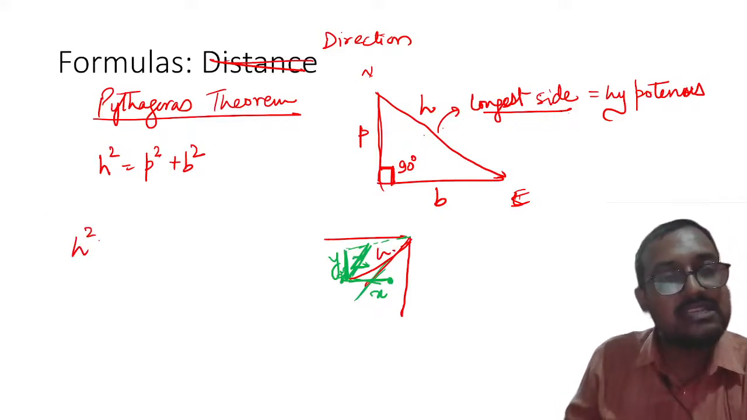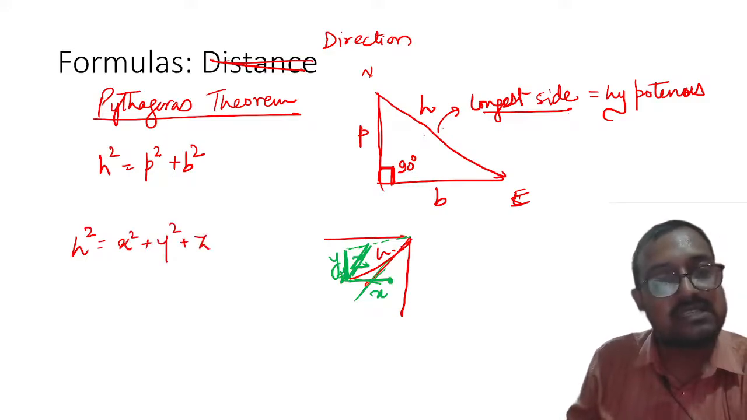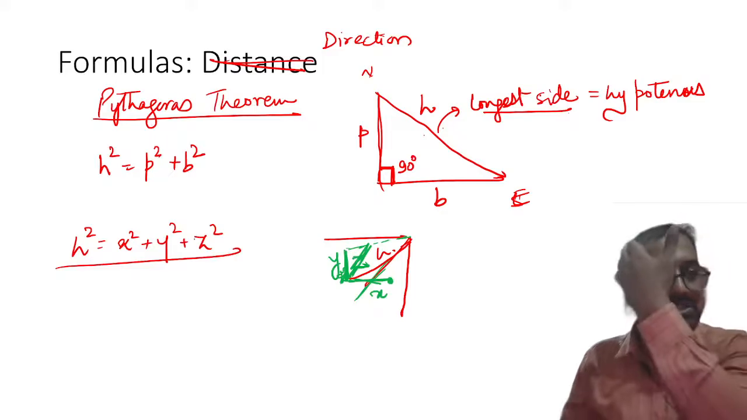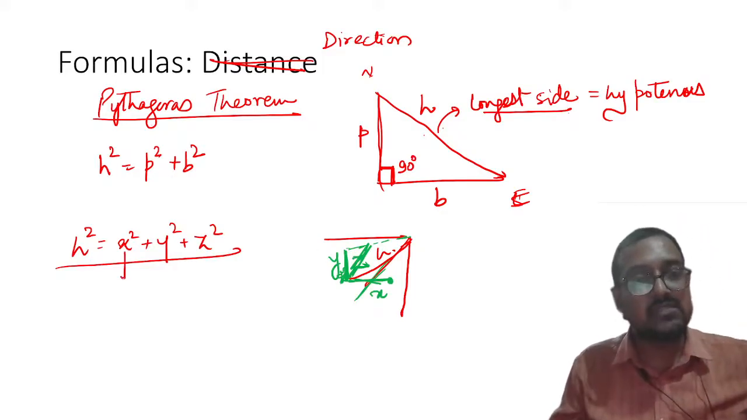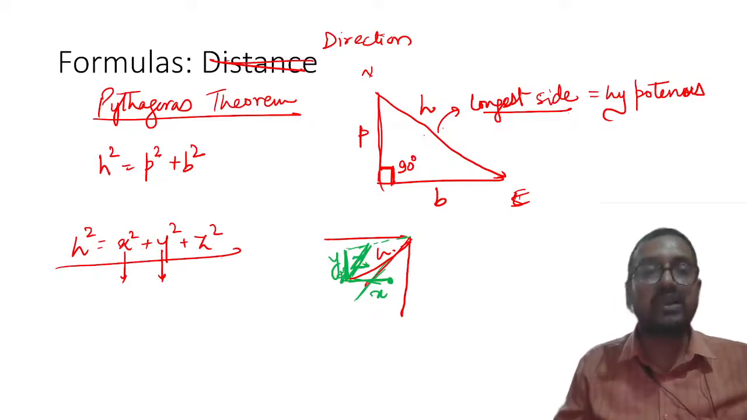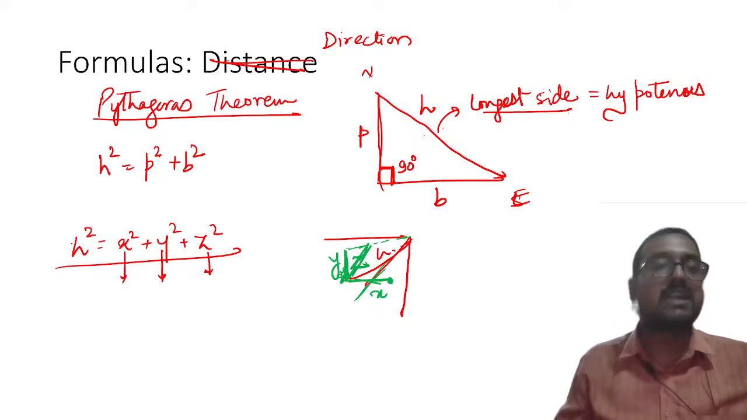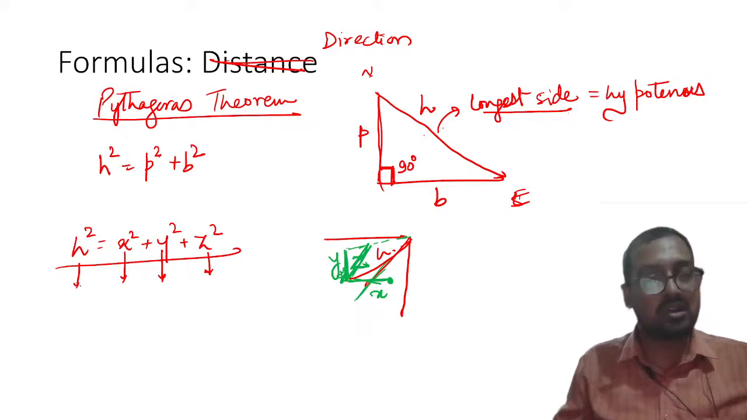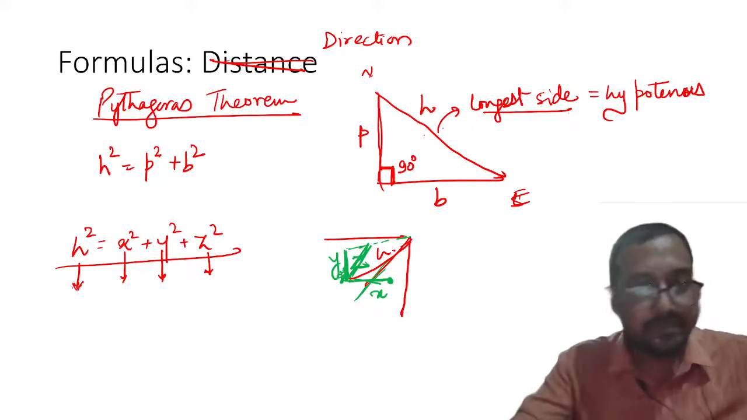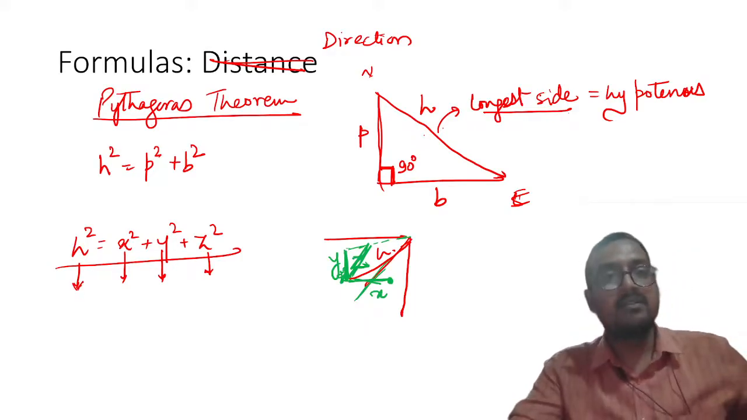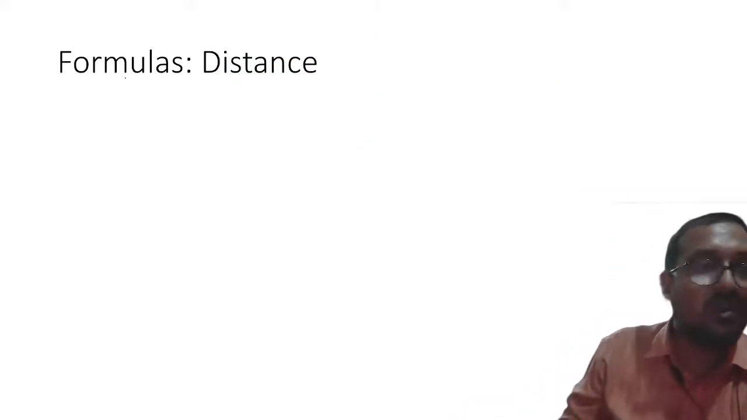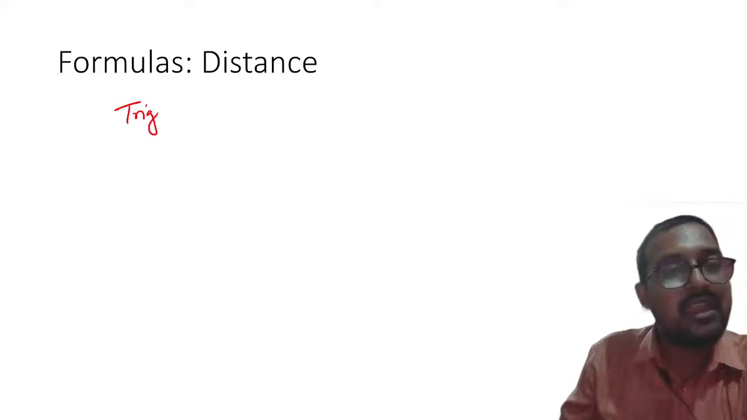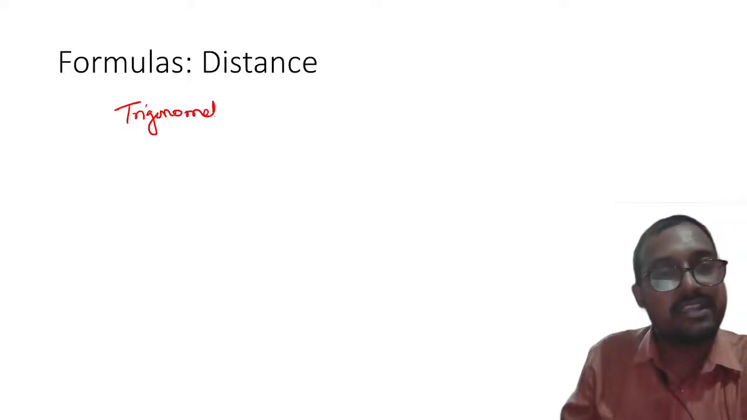So here in this case, h square is equal to x square plus y square plus z square. So based on this, a question was asked. Understood? Where x, y, z are the distance from the x plane, distance from the y plane, and distance from the z plane. This is the distance from the corner. Understood? Yes. Now, my dear students, let me talk about trigonometry.